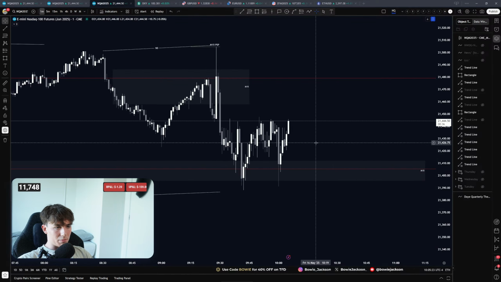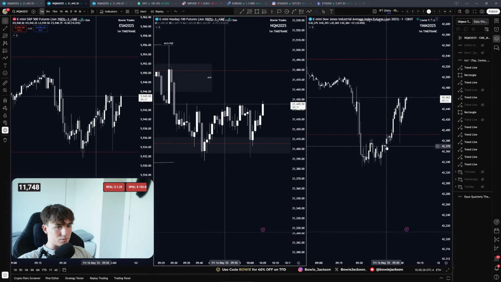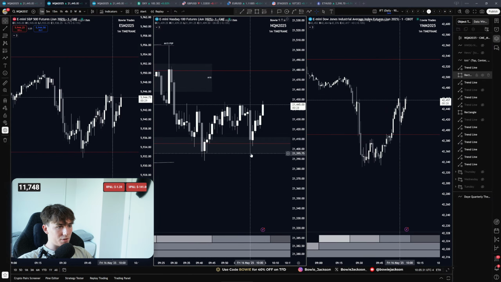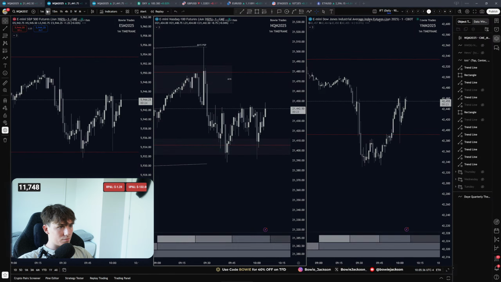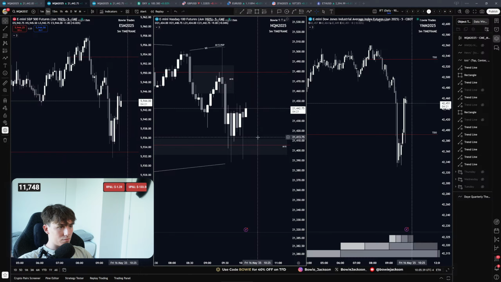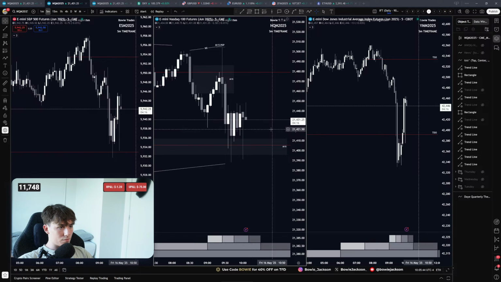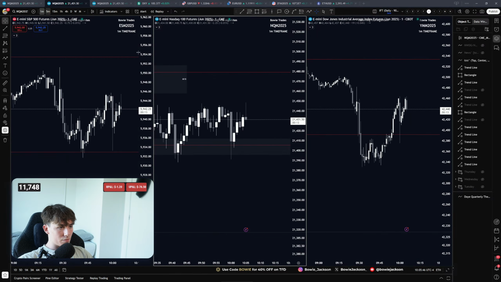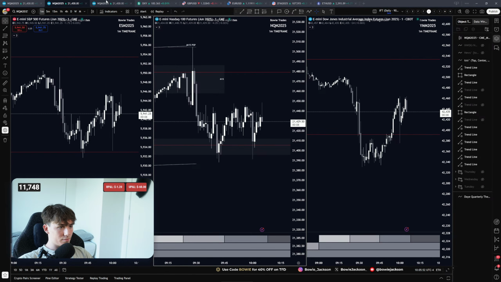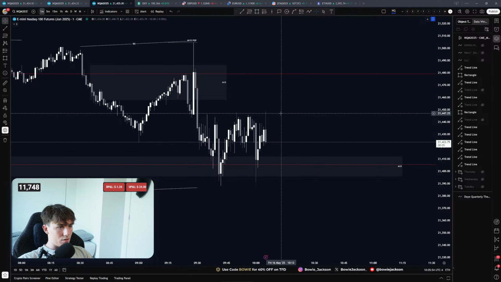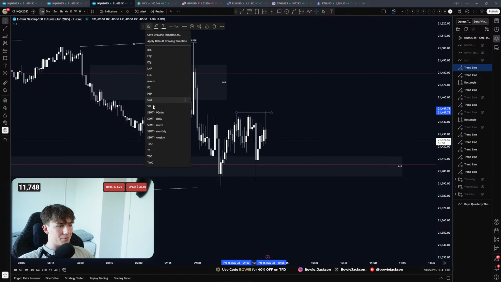Looks like news was just a manipulation lower. We didn't form any SMTs here, so I don't know why we could move up potentially here. Very, very choppy here. Hope we just sweep this high right here and go down. That would be ideal.